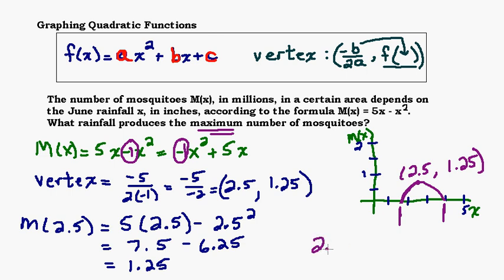So the answer to the question is 2.5 inches. What rainfall produces the maximum number of mosquitoes? 2.5 inches of rainfall. Okay? It's a vertex question. You need to recognize that you've got a parabola and then basically you just find the vertex. Alright, well I hope that helps, and you'll usually see these maximum and minimum type problems in a quadratic equation. Anytime you're graphing parabolas or graphing quadratic functions, you're going to see maximum and minimum problems, and what you're doing there is you're finding the vertex. But sometimes it helps to draw a graph.